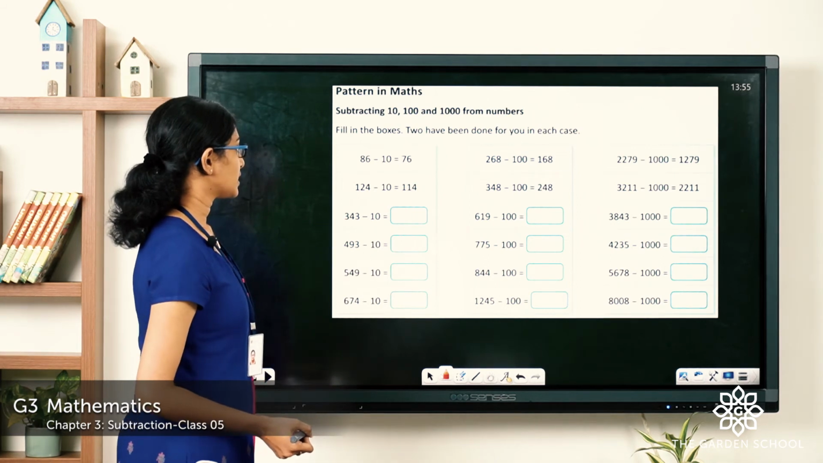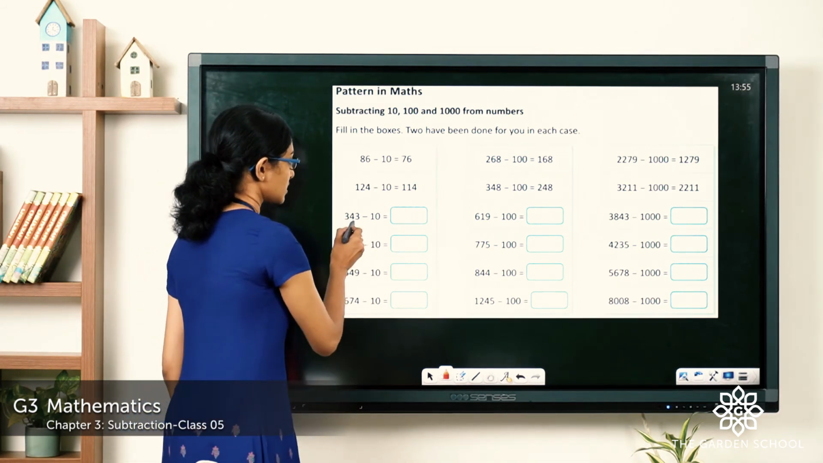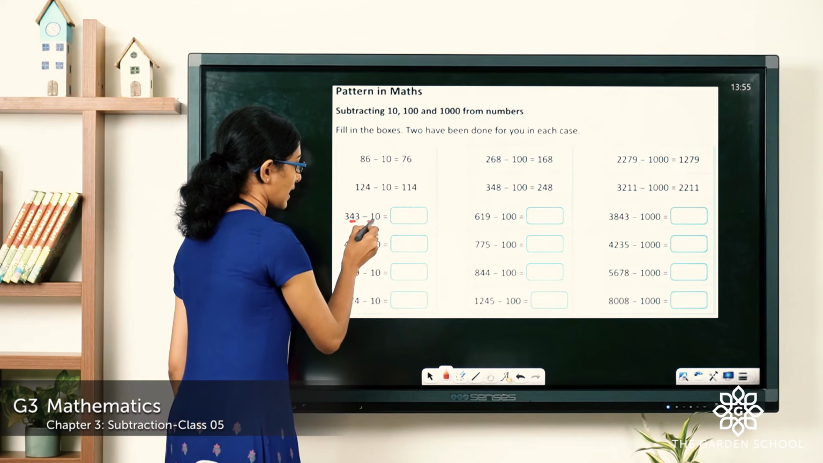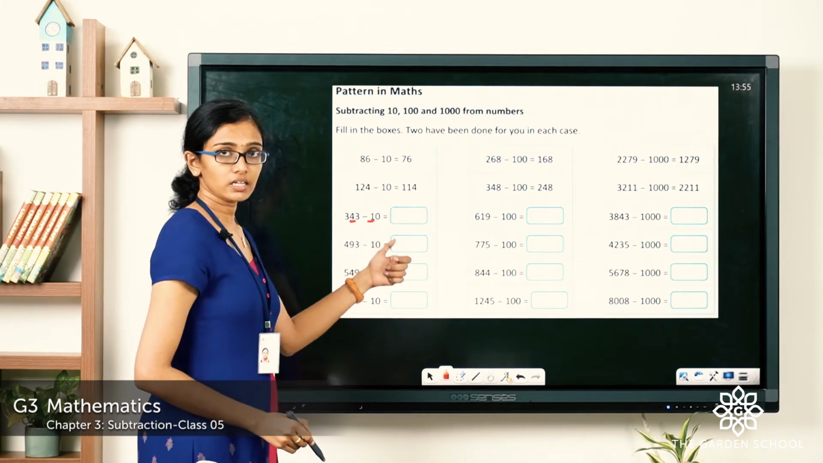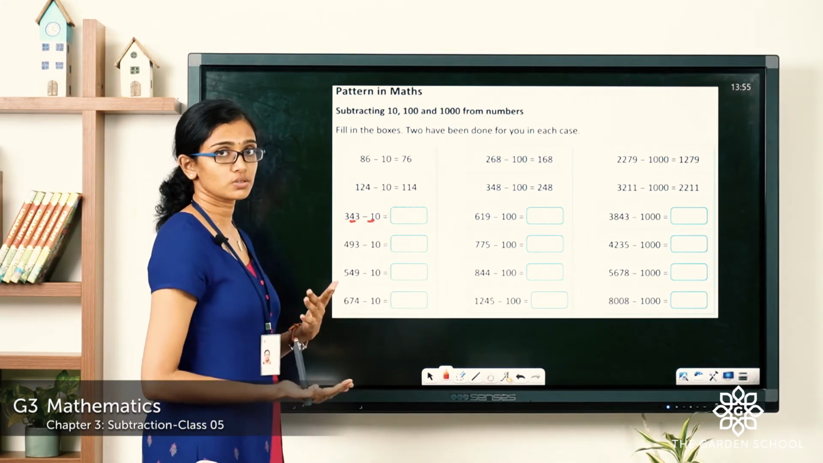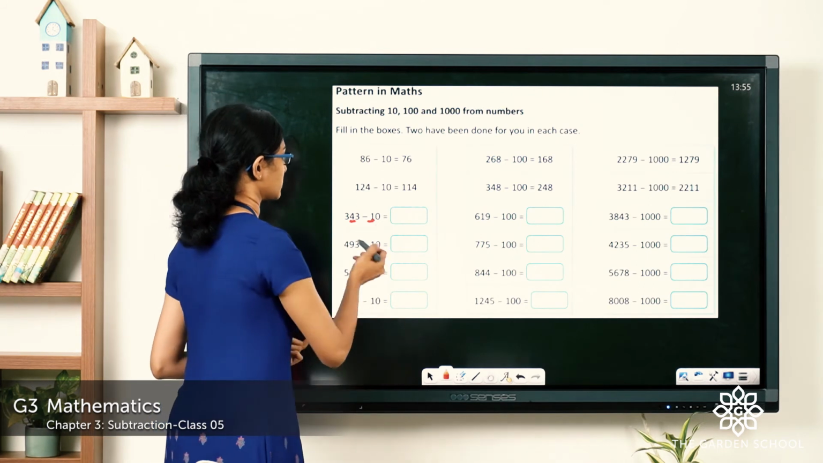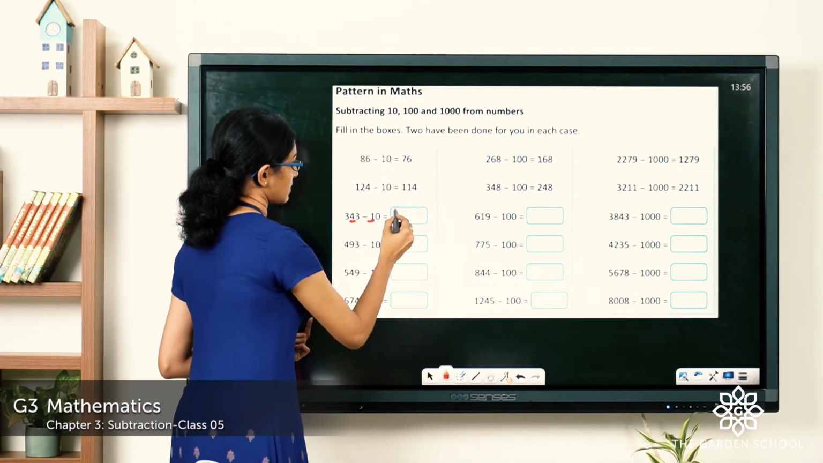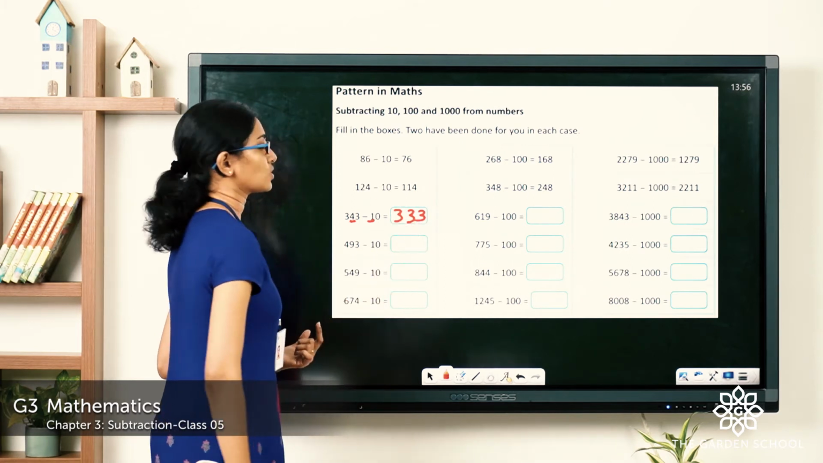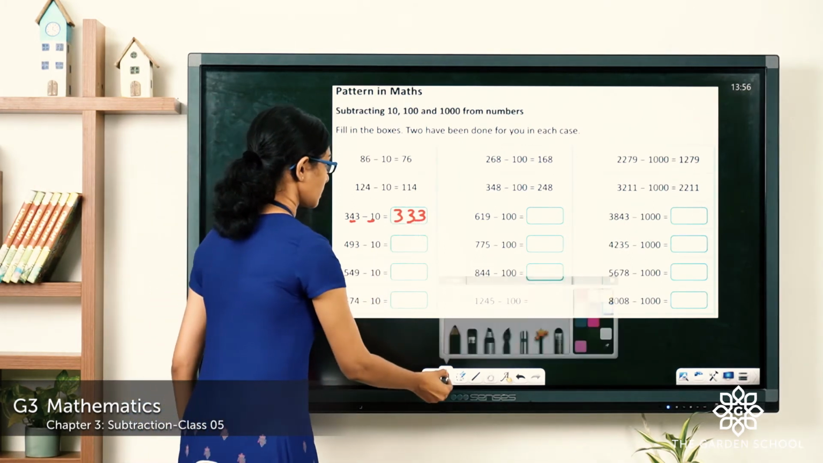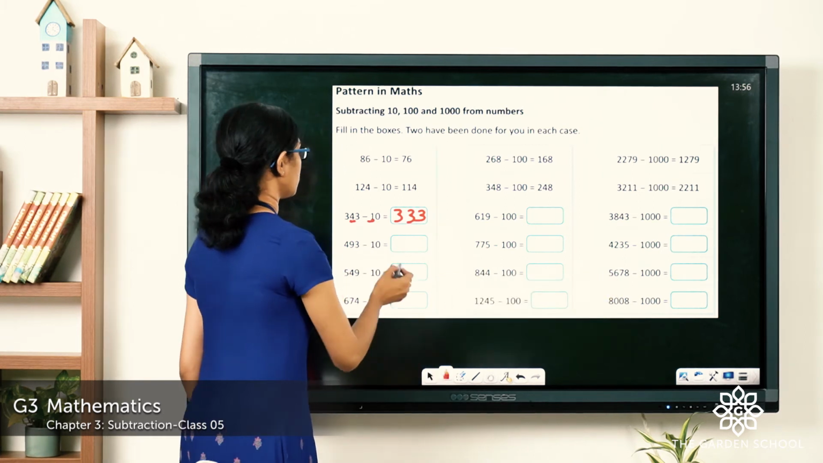So 343 minus 10. We just need to subtract only this 4 and 1. Here 4 is greater than this 1, so no changes to any other digits in any other places. So 343 minus 10 will be 3, 4 minus 1, 3, and 3. 333. Now the next question.